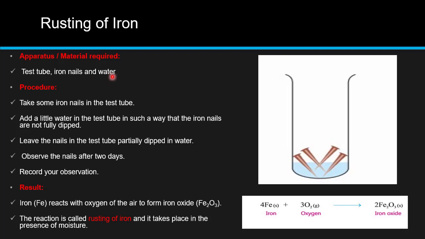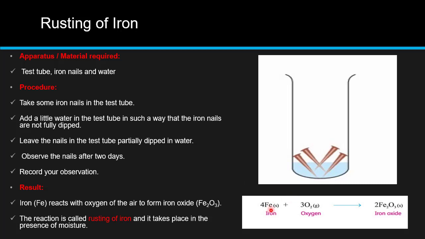First of all, take some iron nails in the test tube. Here you can see this is a test tube. We have taken a little amount of water and some iron nails. Add a little water in the test tube in such a way that the iron nails are not fully dipped. As you can see here, only a partial portion of the iron nails is dipped into the water. Leave the nails in the test tube partially dipped in water. Observe the nails after 2 days and then record your observation. Now what will happen with these nails? Iron will react with oxygen of the air to form iron oxide.